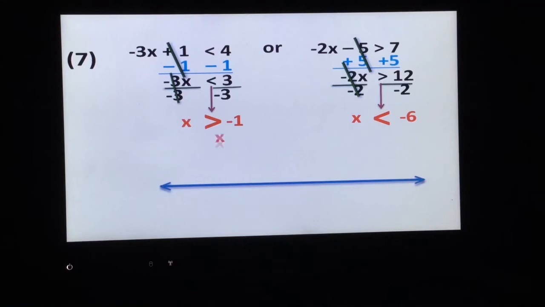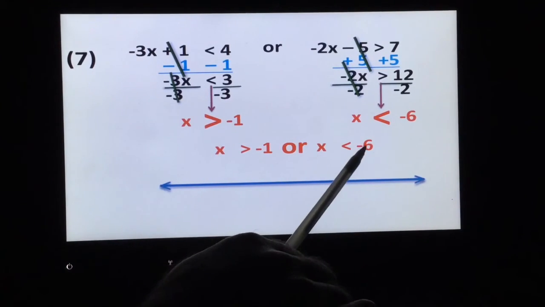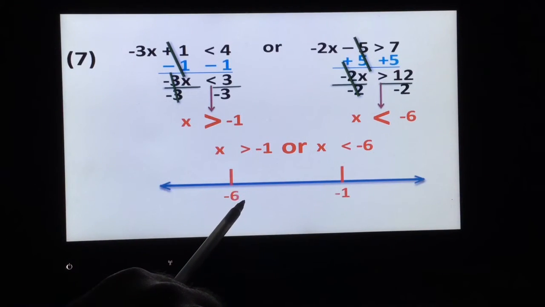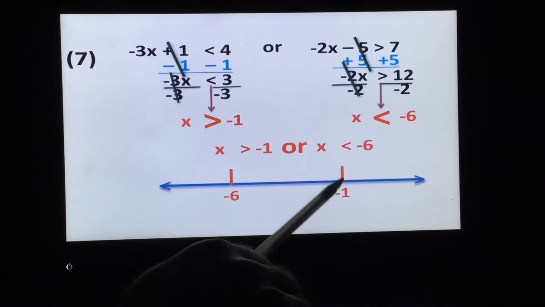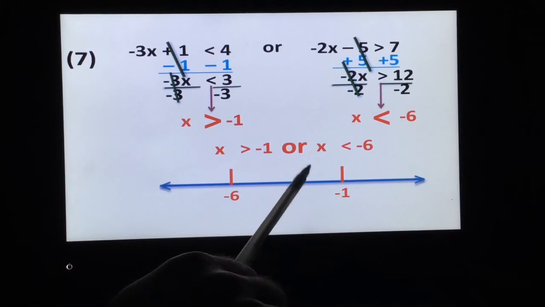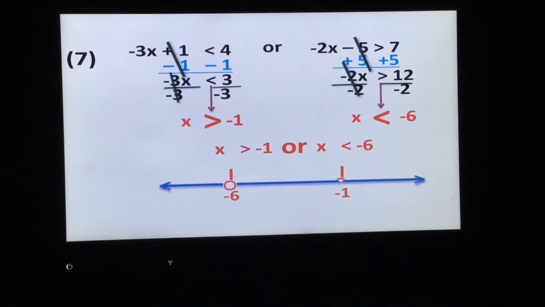Now to finish it off, we do have to put the OR in between them. So the answer is x is greater than negative 1, or x is less than negative 6. Now, when you put these, it looks a little different because this time we have the smaller number over here, but we have to remember to put that number first. So negative 6 goes here, negative 1 goes here, because negative 6 again is smaller than negative 1. Now these are both open circles because there is no or equal to bar in either of them.